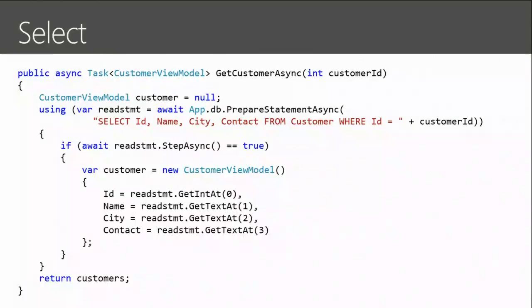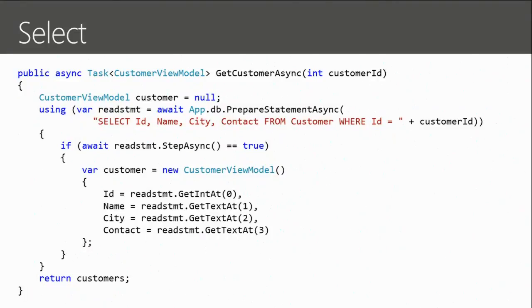So basically, we're expecting a single result from this. But if you're getting a collection of rows back, you simply have a while read statement.step async equals true. So it will keep looping round, and it will return true as long as there are more results to give you. It will give you false when you've had all your results. And then you need to do something with the results.